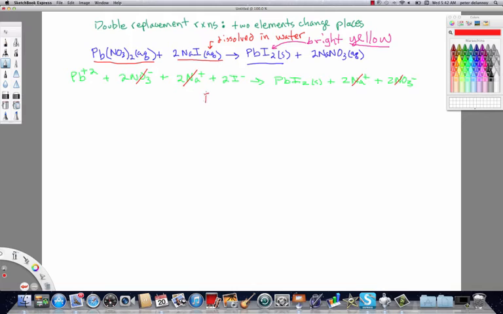And then what you're left with is the net ionic equation that only involves the ions that form the solid product. So that would be this equation here, and to emphasize, this is going to be a very bright yellow precipitate, bright yellow solid precipitate.